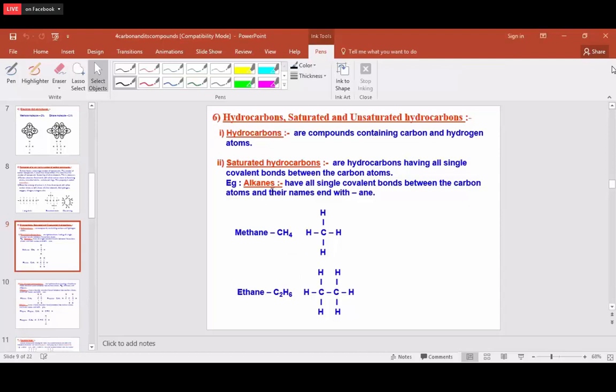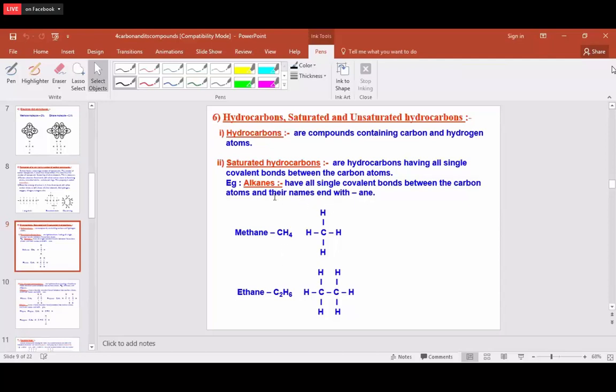Example, alkanes. Alkanes are saturated hydrocarbons having all single covalent bonds. So their names always end with ANE: methane, ethane, propane, butane. From the name itself, we can identify which family a particular compound is in, whether it is an alkane or alkyne, what bonding is present in that compound, whether single or double bond, and whether it's saturated or unsaturated.